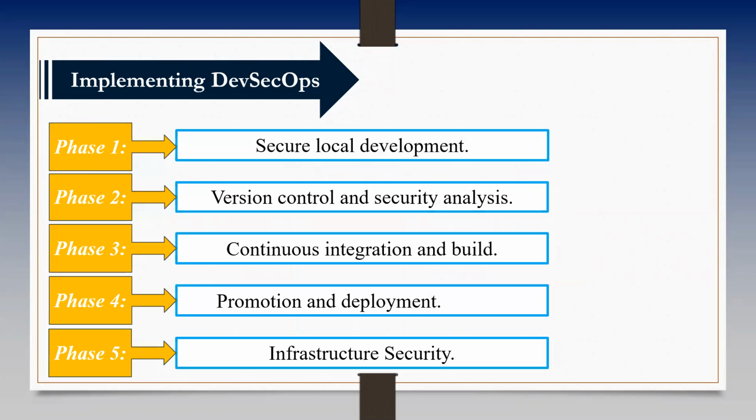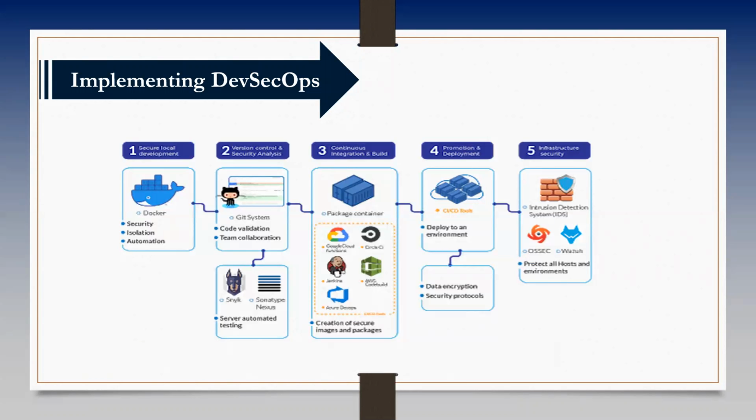The third phase is continuous integration and build. We create a development image or package, and you need to make sure that your build tools or system have the appropriate security. It uses the HTTP protocol, is properly hardened and protected to mitigate attacks, and is not accessible over the internet. The tools available here are Jenkins, Circle CI, AWS Code Build, Google Cloud Functions, and Azure.